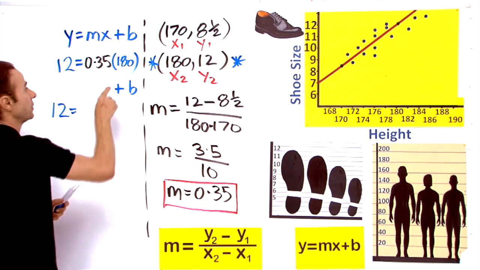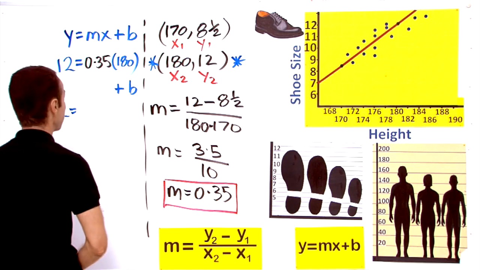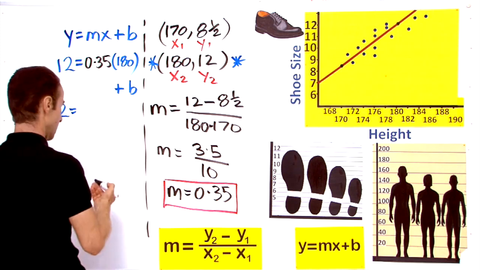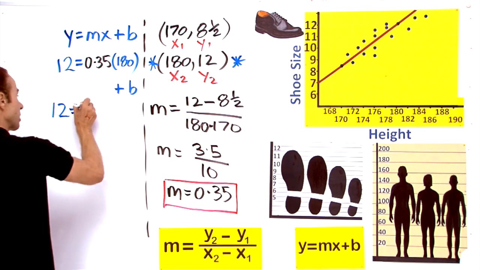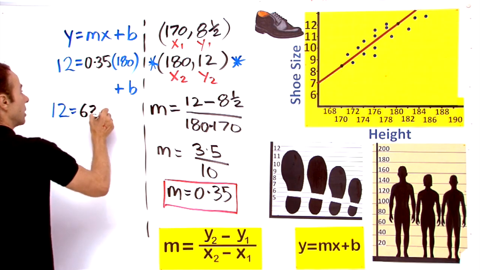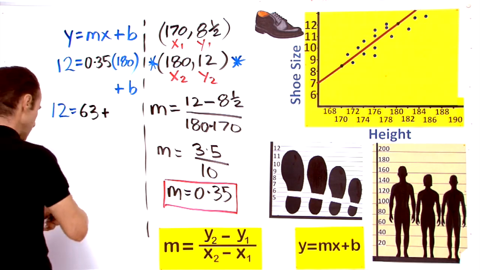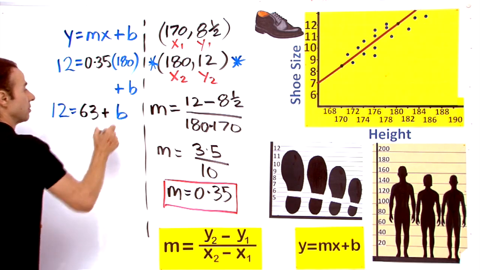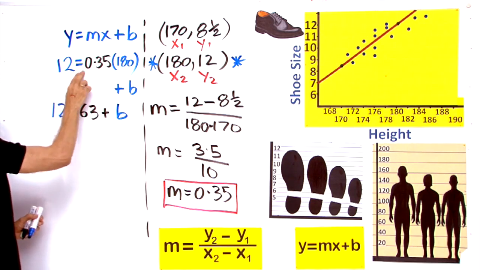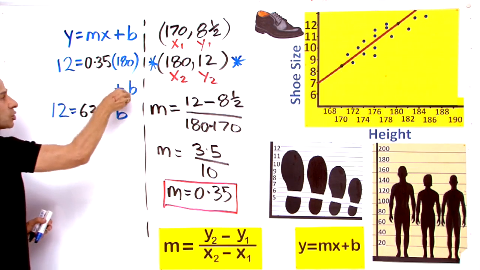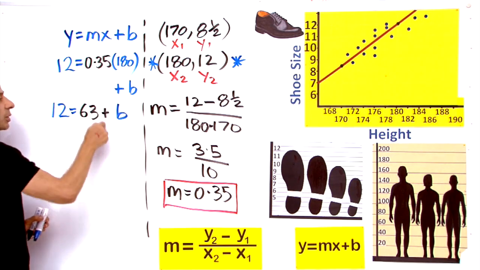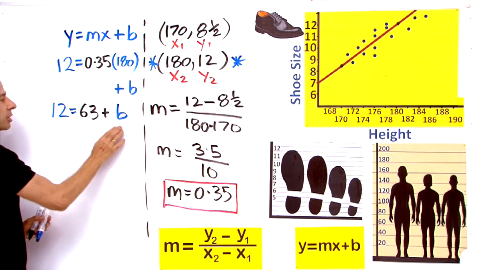So that means 12 equals 0.35 times 180. On the calculator, that's going to give you a value of about 63, I think. Yep, 63, plus b. There's our b there. So 12 equals 0.35 times 180. That makes 63. Drag and drop the b down there. That's the unknown. That's what we're looking for. 12 equals 63 plus b.